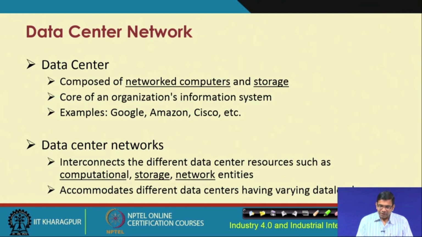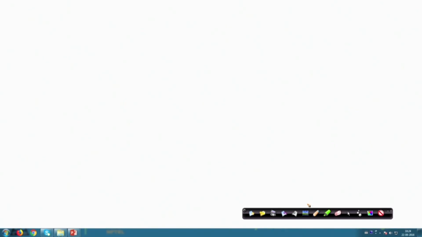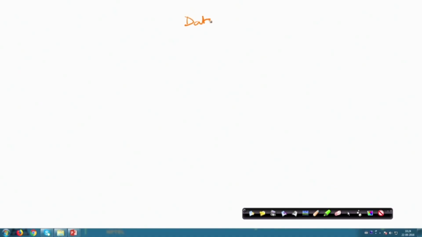Before we go any further, let me just show you pictorially how a data center looks. In a typical data center, I am going to show you the architecture of a data center.